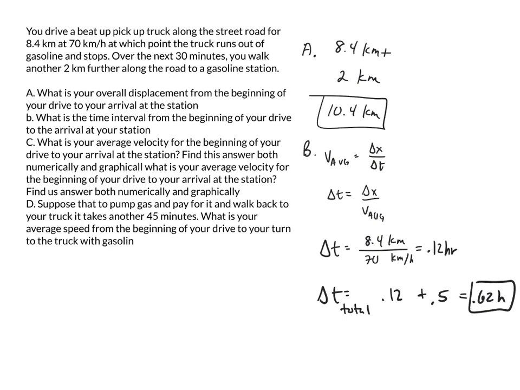Let's take a look at part C. What is your average velocity from the beginning of your drive to your arrival at the station? For this answer, find this answer both numerically and graphically.